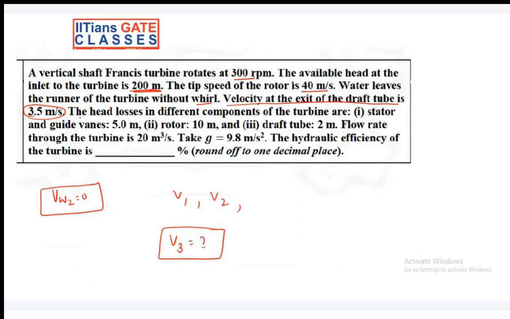Then it says that the head losses in different components of the turbine are: in the stator part and the guide vanes, it is losing 5 meter. Then in the rotor, it has lost 10 meter head loss, mind the word. And in the draft tube, it is losing 2 meter. Then it says that the flow rate through the turbine is 20 meter cube per second, and take g as 9.8. Then it asks for the hydraulic efficiency of the turbine.